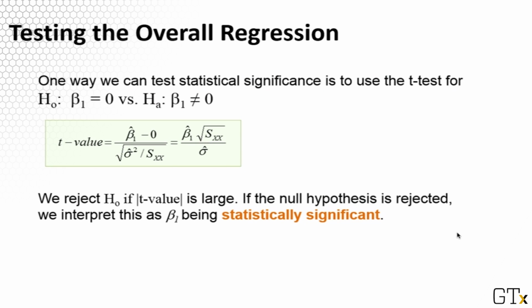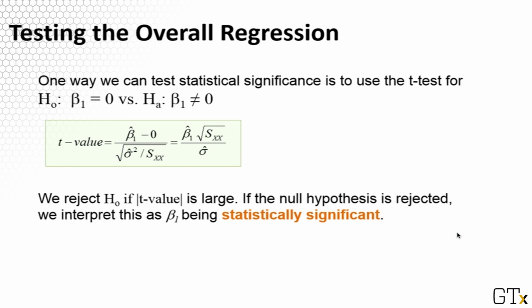The t-value now is the difference between the data and the null hypothesis. That is, the estimated value for beta 1 minus the null value, in this case 0, divided by the standard error of the estimator. That's going to be the value of the t-value. And if that t-value is large, we reject the null hypothesis that beta 1 is equal to 0. And if the null hypothesis is rejected, we interpret this as beta 1 being statistically significant.